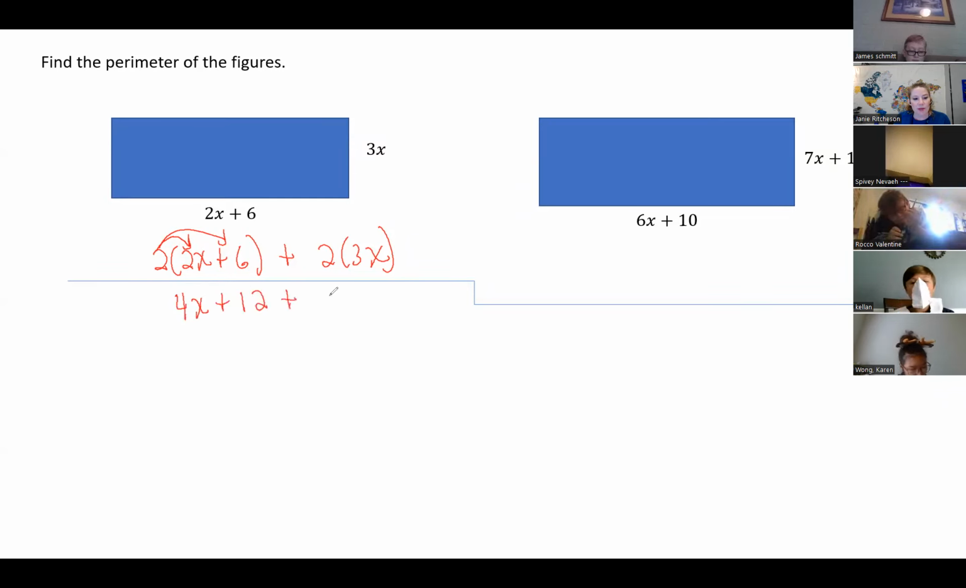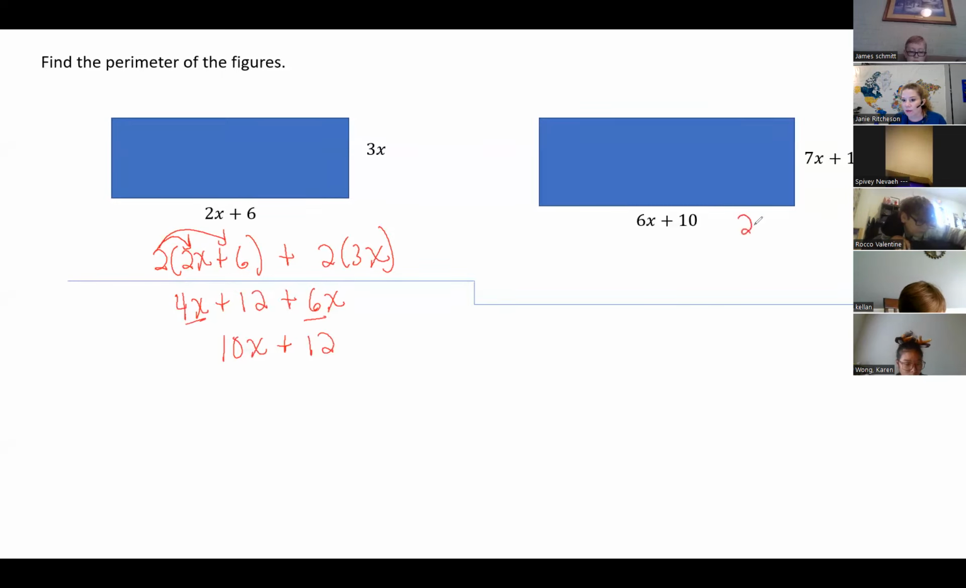Are you with me so far? So now 4x plus 6x is 10x. And we have 10x plus 12. There we go. 10x plus 12. Yay! Kaylee got it right. Karen got it right. Evan got it right. Beautiful. All right, let's do the next one.